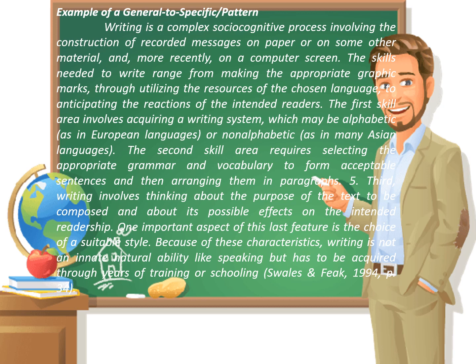Third, writing involves thinking about the purpose of the text to be composed and about its possible effects on the intended readership. One important aspect of this last feature is the choice of a suitable style. Because of these characteristics, writing is not an innate, natural ability like speaking, but has to be acquired through years of training or schooling, according to Swales and Feak, 1994.